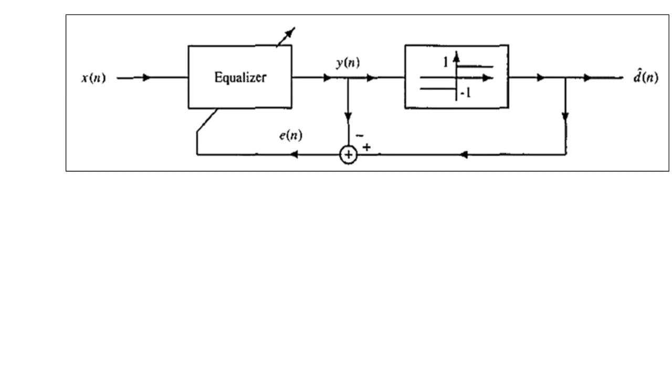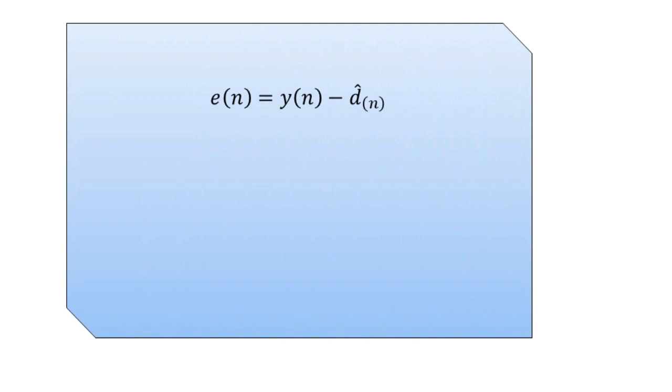In a specific case, if there is no error on the output of the threshold device, we can say that d cap of n is exactly the same as d of n. At that time the error sequence may be formed by taking the difference between the equalizer output, denoted by y of n, and the output of the threshold device. So it can be denoted as e of n is equal to y of n minus d cap of n. Because of this, the particular approach is called the decision directed methodology.